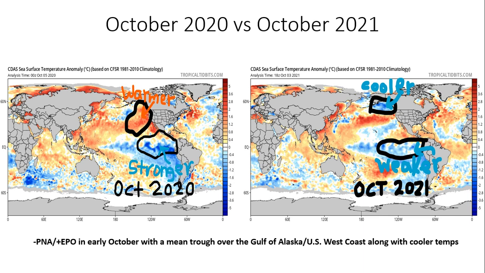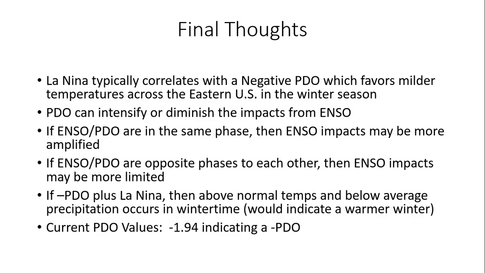All right, so in general, the coolest air this October so far has been in the western U.S. into the Gulf of Alaska, as compared to last October in 2020, where the water temperatures were much warmer off the west coast of the United States. So I like to compare these sea surface temperature anomaly graphics just to get a feel for how things are looking. So overall, my final thoughts.